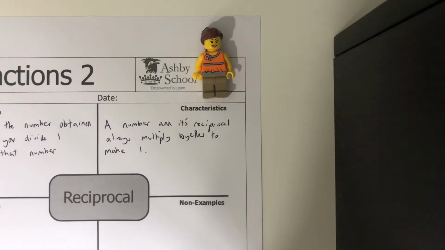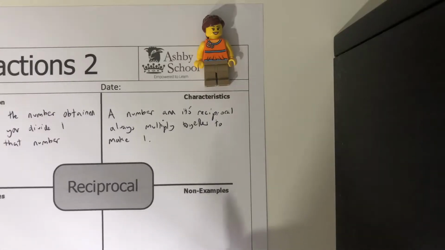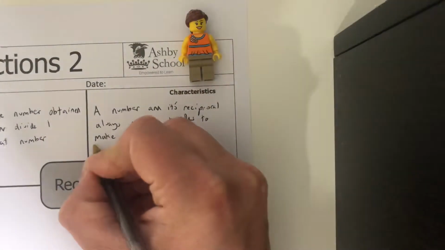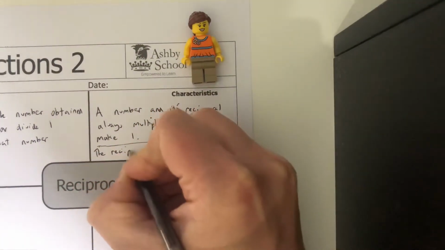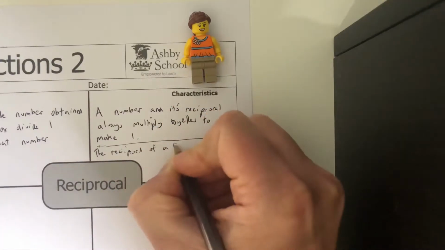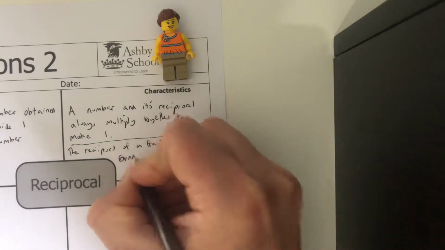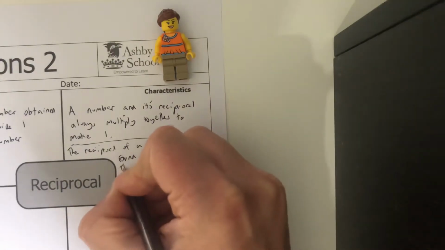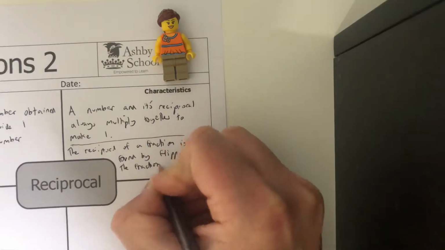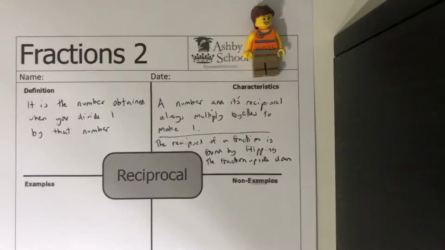The other thing that we know about a reciprocal is, in order to obtain it, yes, you can divide 1 by that number, but if you have a fraction, you can also just flip it upside down. So I'll write that in this box as well. The reciprocal of a fraction is found by flipping the fraction upside down. I'll scan all this for you in a bit.